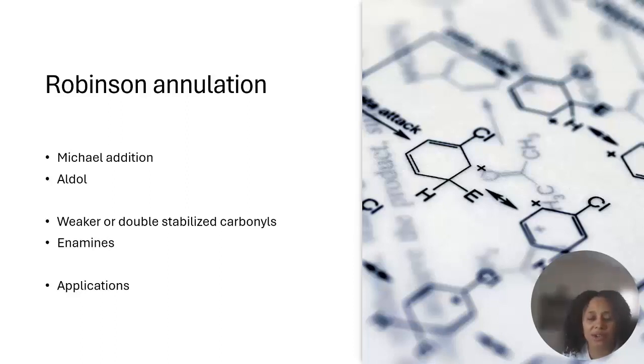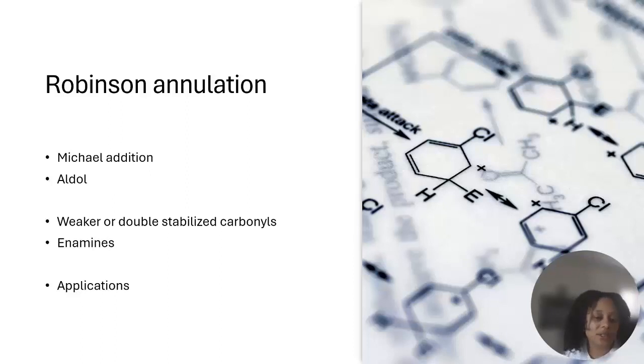Another application of the Robinson annulation is the atom economy. Unless we add something to the mechanism, since we're primarily using the same atoms to attack each other, our atom economy is fairly high.